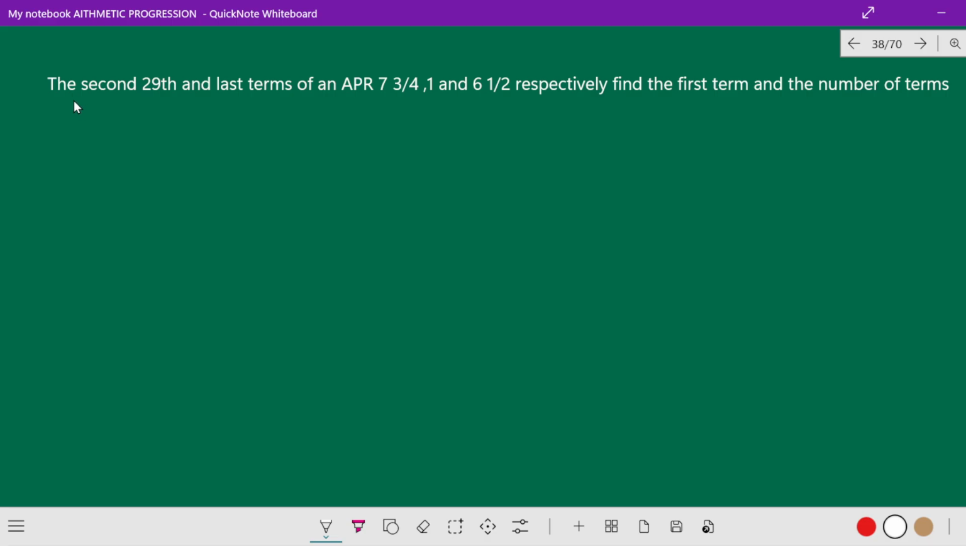Okay. Next, the second term, 29th term and the last term of an AP are 7 3 by 4, 1 and 6 1 by 2, that is 7 and 3 by 4, 1, and 6 and a half. Find the first term and the number of terms.